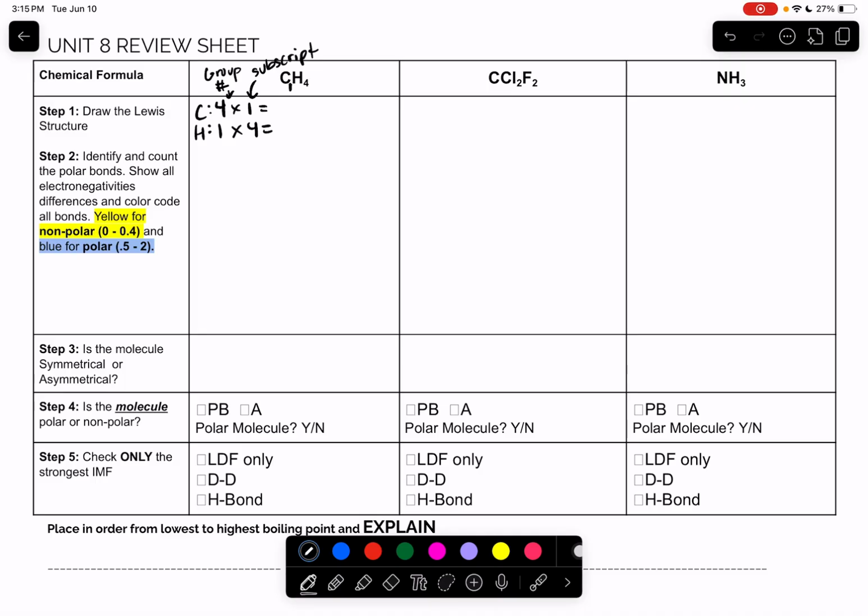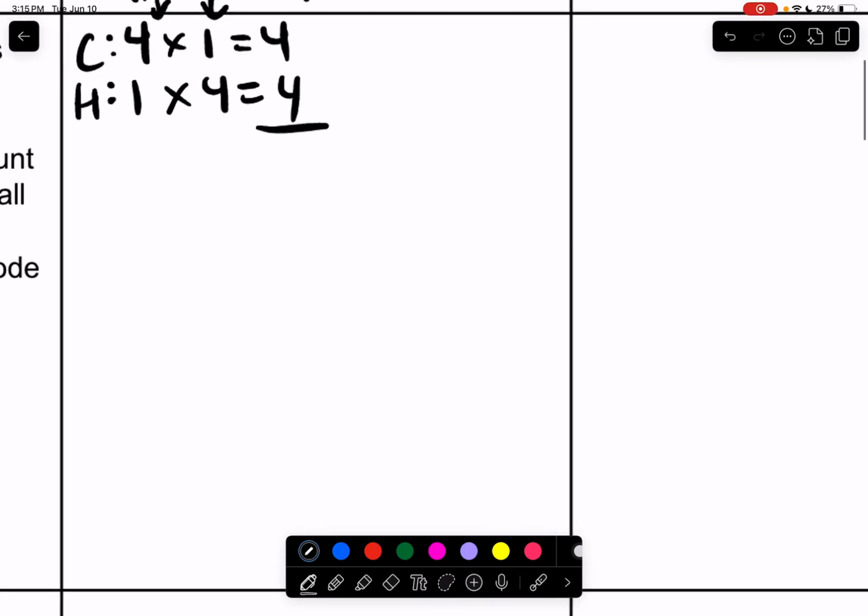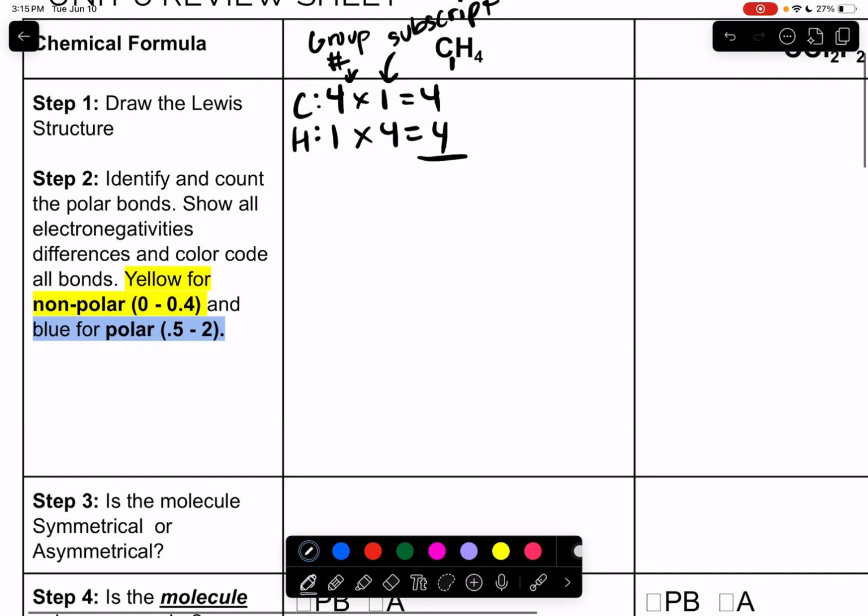Then I'm going to multiply those numbers together. So 4 times 1 is 4. 1 times 4 is 4. And I'm going to add those together. 4 plus 4 is 8. So that means I have 8 total electrons. This is just my electron count, and it's going to help me double check my work at the end.